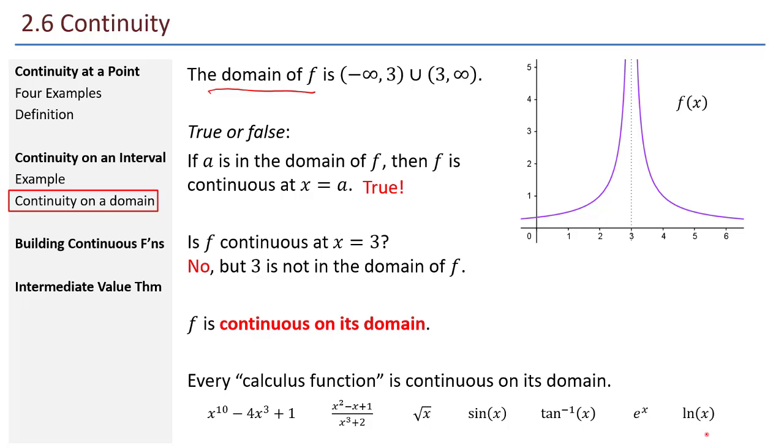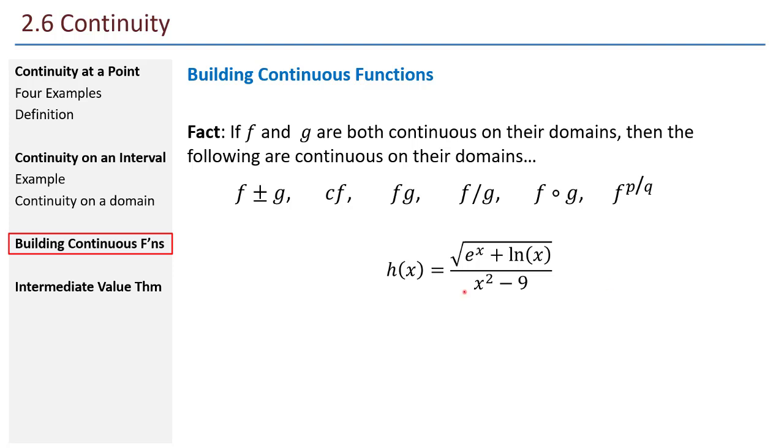And in fact, that's kind of cool. That gives us a start for functions. But we can now combine functions together and still get continuous functions, or at least functions that are continuous on their domains. Here's the fact. If f and g are both continuous on their domains, then the following are continuous on their domains as well. I can add or subtract functions, multiply a function by a constant, multiply functions, divide functions, take the composition of functions, take functions and raise them to fractional exponents.